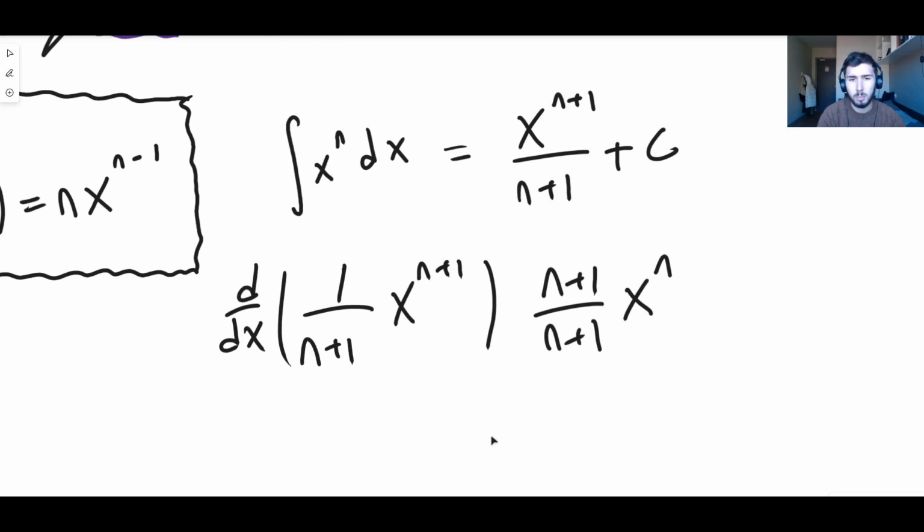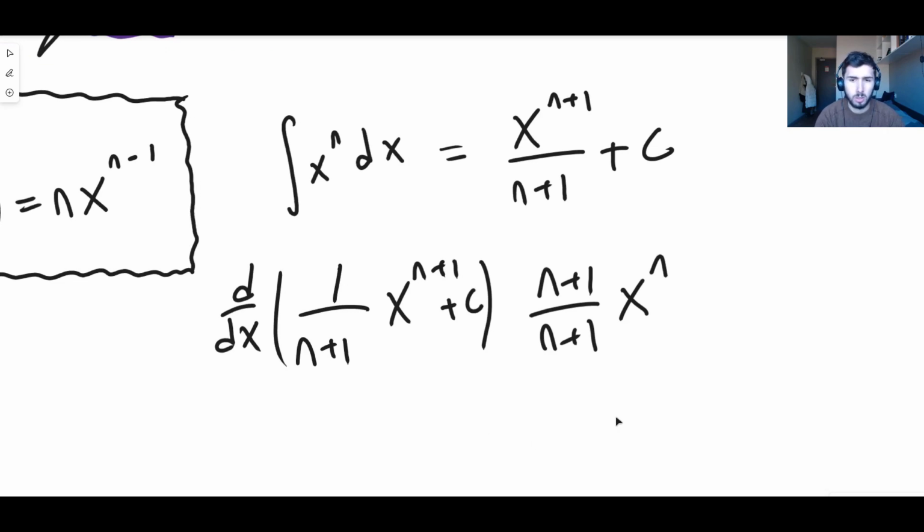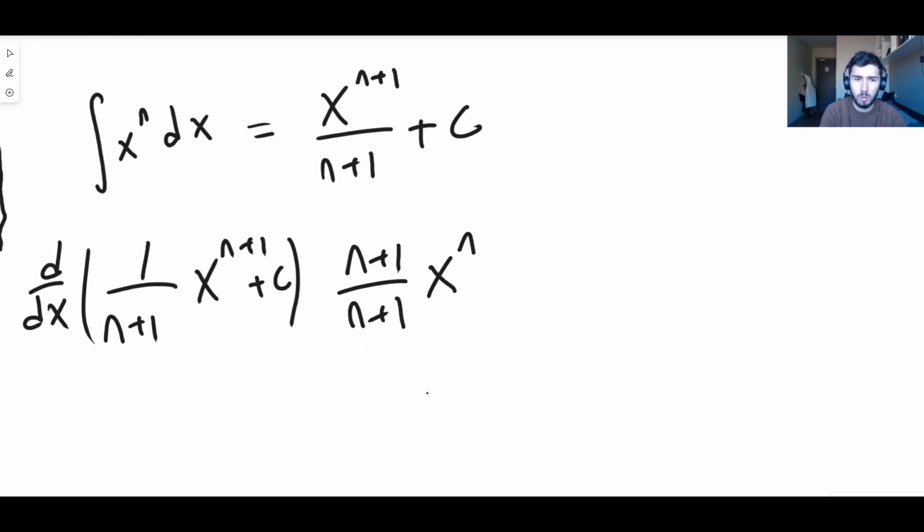And the plus c disappears in any case. You can put a plus c in here as well. It disappears because it's a constant. Constants differentiate to 0, so it does disappear. So we can say that's equal to this. And again, just to simplify, n plus 1 divided by n plus 1 is simply 1, of course.